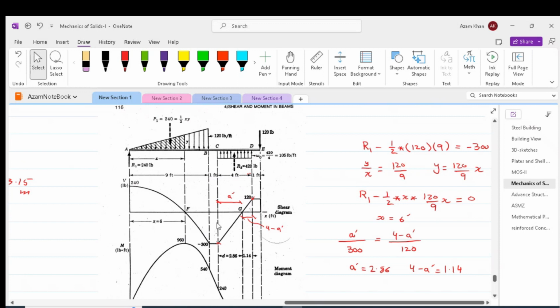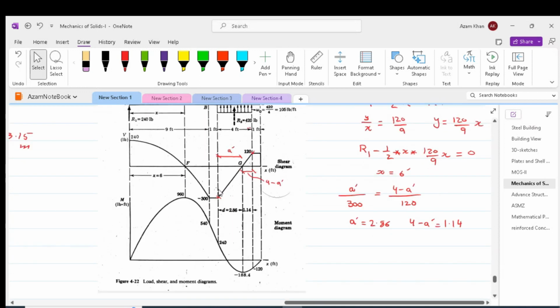After this, we can find out the area of this other triangle, which has got one side as A prime and another side as minus 300. So we can work out the area of this right triangle and add that to 240 kilonewton meter. This will take us to minus 188.4 kilonewton meter at point G. So from positive peak, we have now gone to the negative peak. After this, the shear force diagram becomes positive. So this positive area, which is 120 into 4 minus A prime into half, is added to minus 188.4, and we would get minus 120.